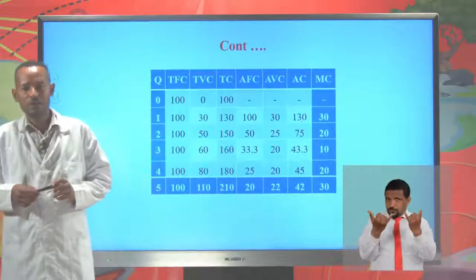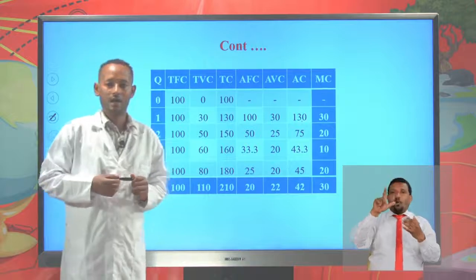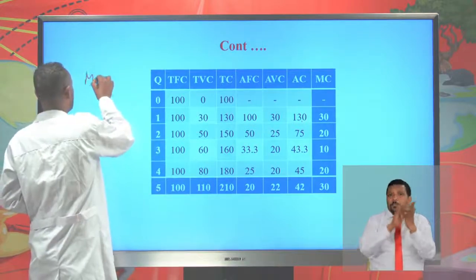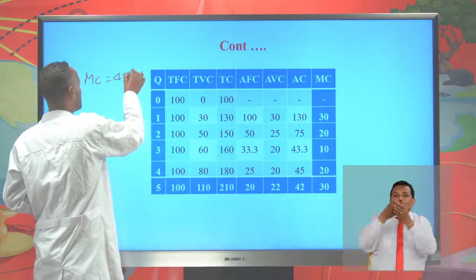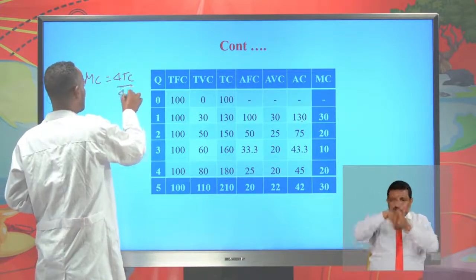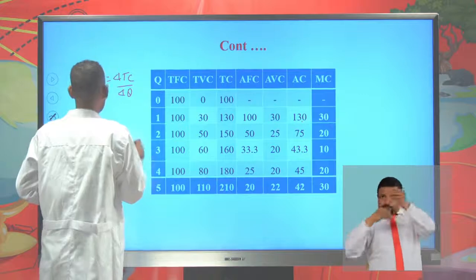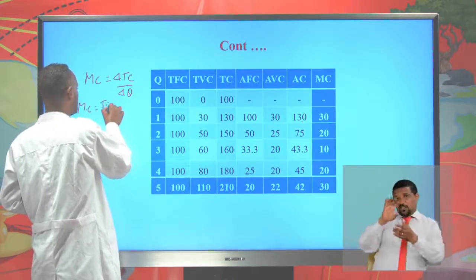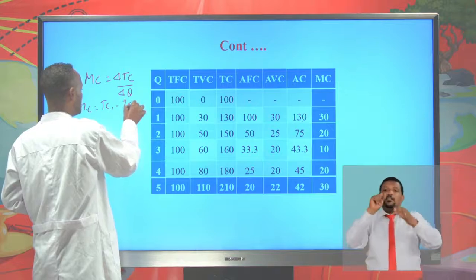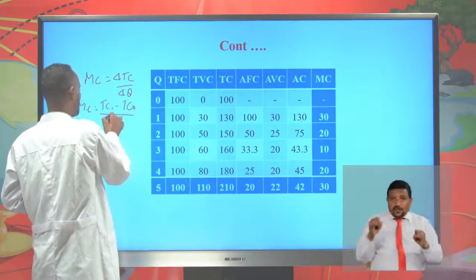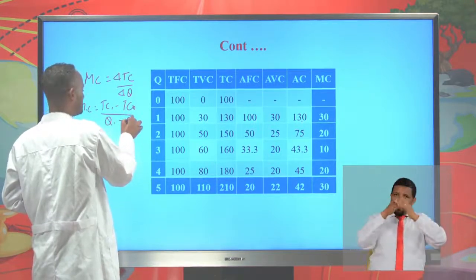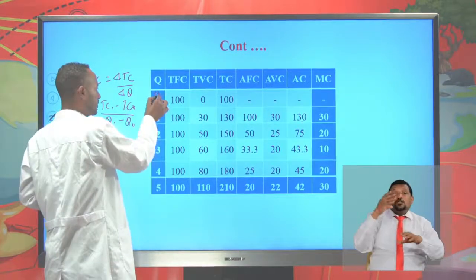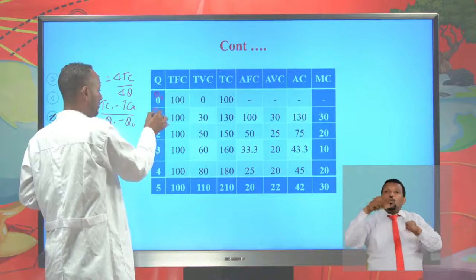Now, the marginal cost of production is mathematically calculated by dividing the change in the total cost of production by the change in output produced and sold. And this means the MC is the change in TC, which is TC final minus TC initial, divided by Q final minus Q initial, which is the change in Q. Now let's take this 0 as Q initial and this 1 as Q final.